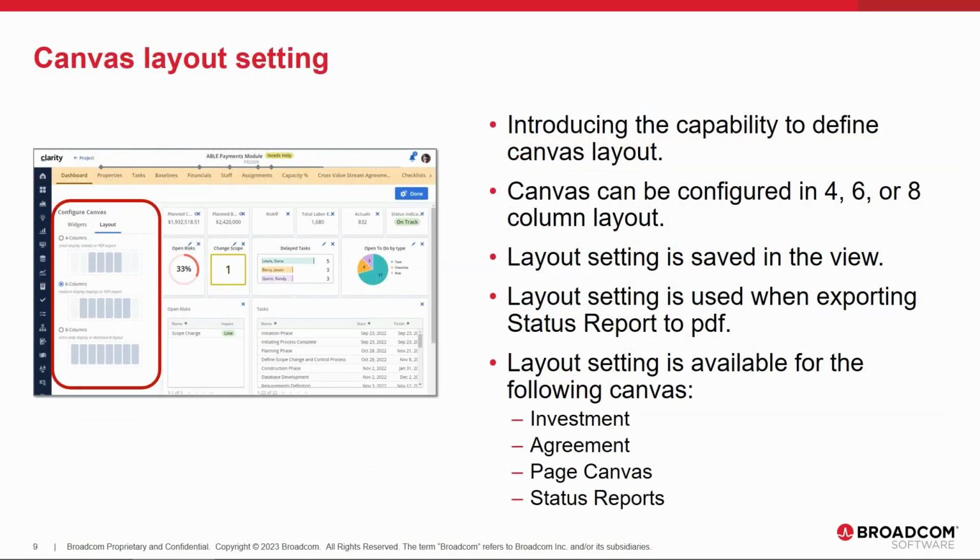For the canvas that is available, there will be a new tab under the configuration of the canvas called Layout. Layout will allow the user to configure their canvas layout between 4, 6 or 8 columns. The layout setting is then saved as part of the view. The layout setting is used when exporting the status report to PDF.